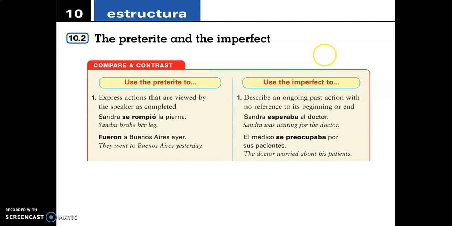Like we said, Sandra se rompió la pierna. She broke her leg. Right? Fueron a Buenos Aires. They went to Buenos Aires. This is what happened. Done and over with. And we use imperfect, on the other hand, when we're describing something that was ongoing with no real reference to when it began or ended. We don't really know for sure. Sandra esperaba al doctor. Right? She was waiting for the doctor, okay? Or esperaba al doctor por mucho tiempo. She waited for a long time, you could say. El médico se preocupaba por sus pacientes, okay? The doctor always worried about his patients. So this is a description. We don't really know when he began or ended worrying, right?